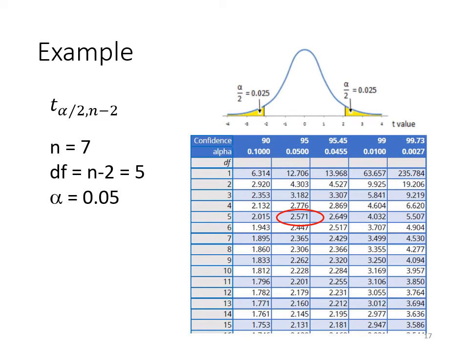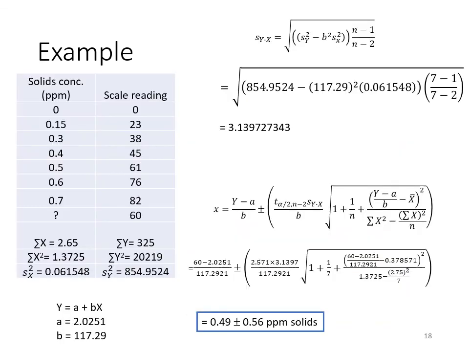So we had 7 observations. Degrees of freedom is still n-2, so that's equal to 5. And we're looking at the 95% confidence interval, so the alpha value is equal to 0.05. Thus, we have a critical t-value of 2.571. So substituting into the equations that have been provided, we determine that the standard deviation of y on x is 3.14.